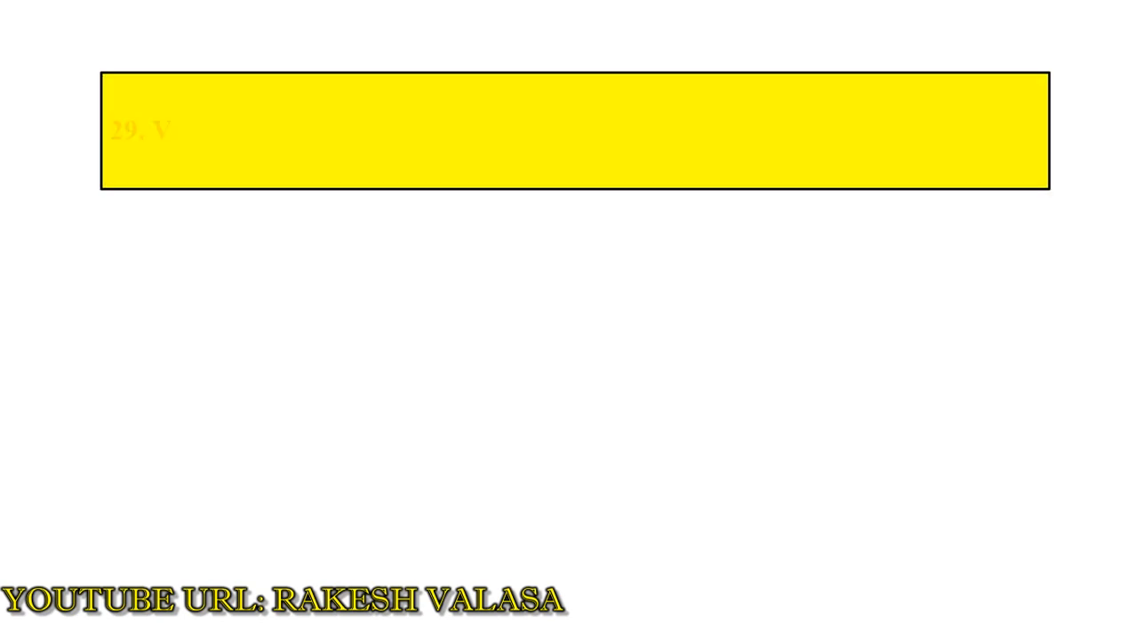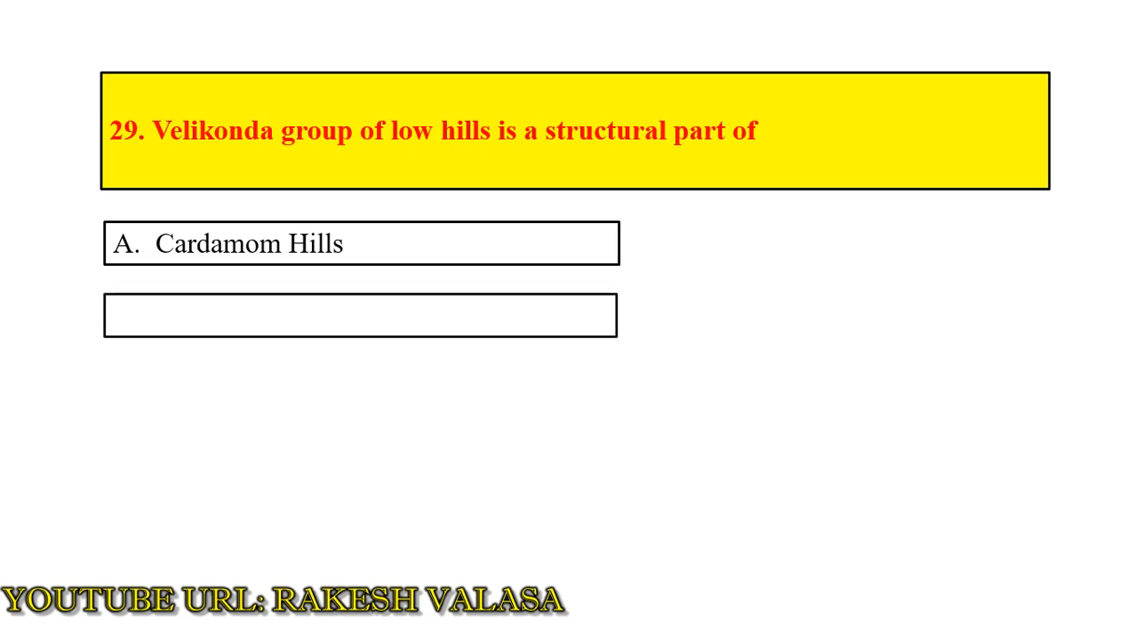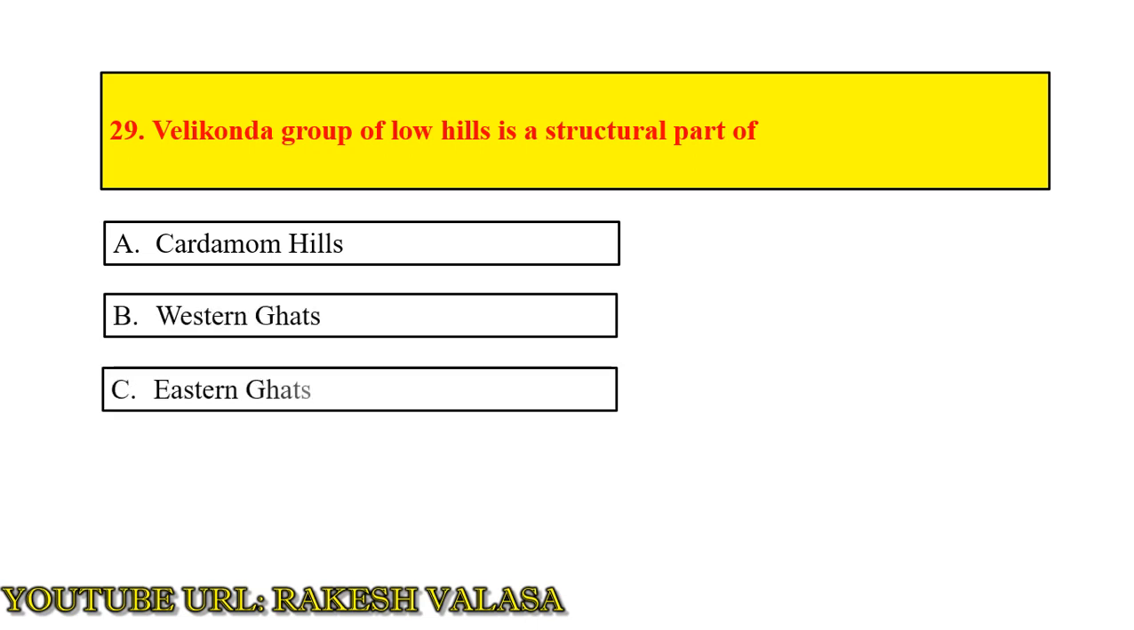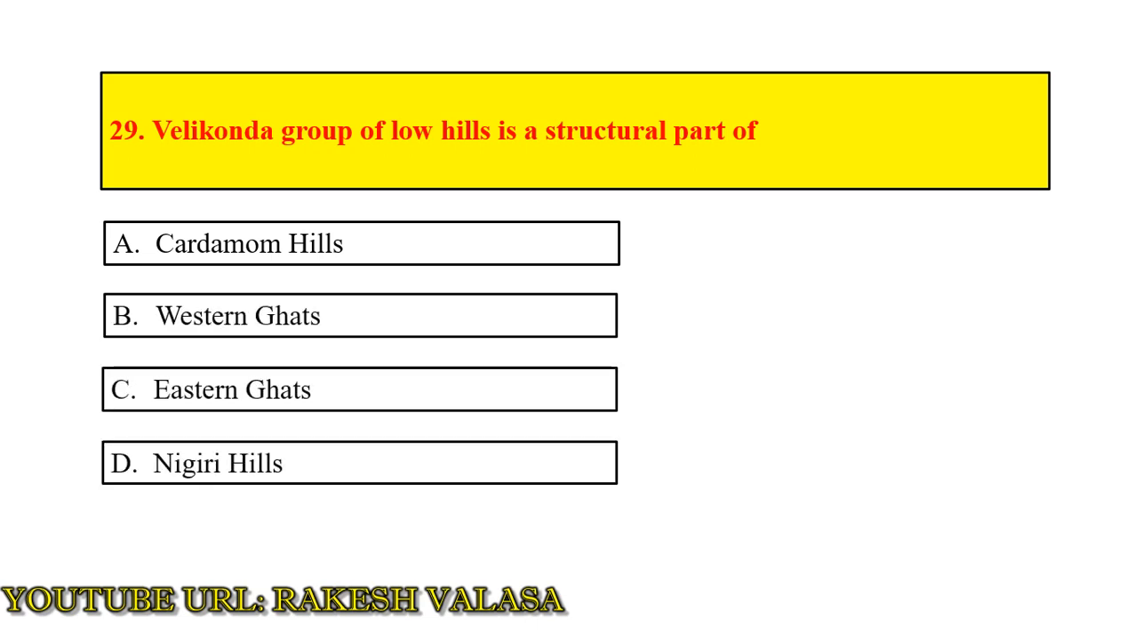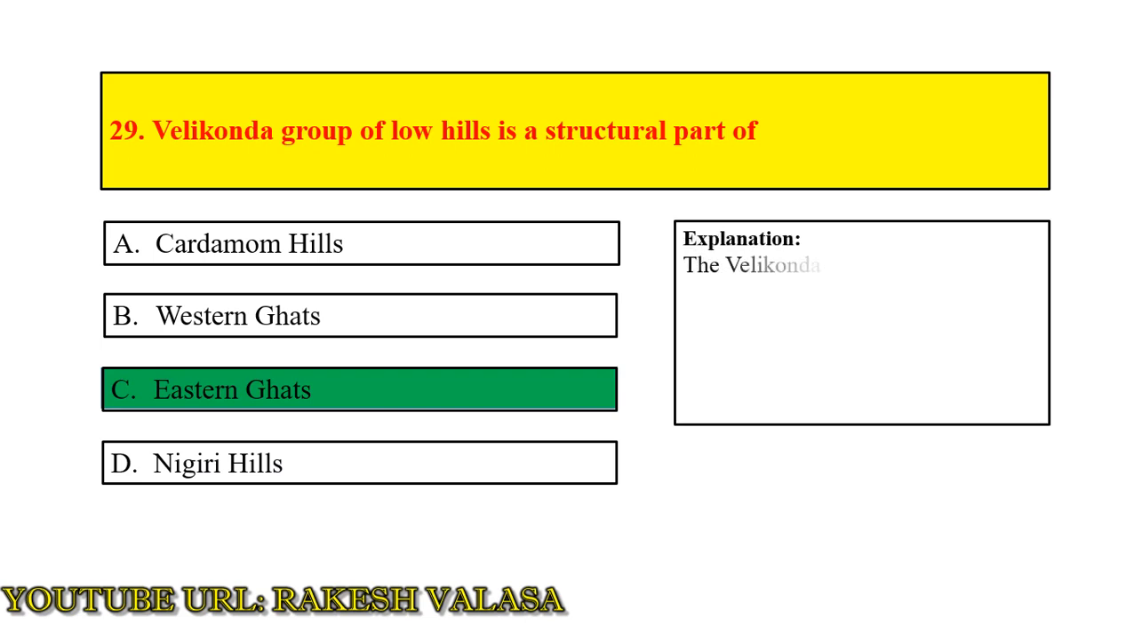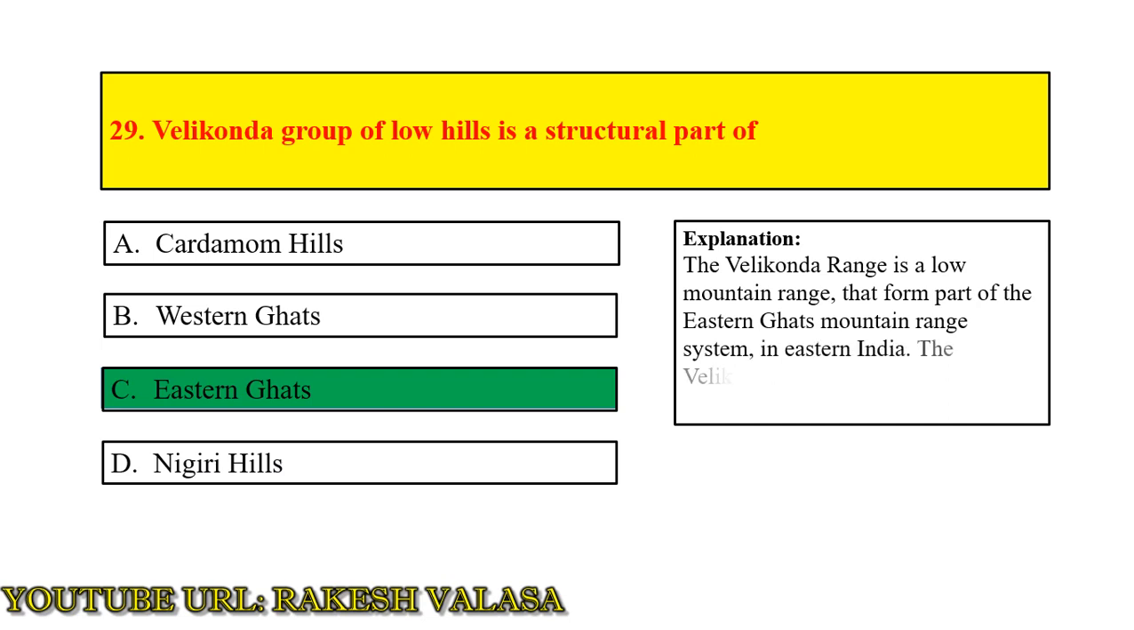Question number 29. Velikonda group of low hills is a structural part of. Answer. Eastern Ghat. Explanation. The Velikonda range is a low mountain range that forms part of the Eastern Ghat mountain range system in eastern India. The Velikonda range is located in Andhra Pradesh.